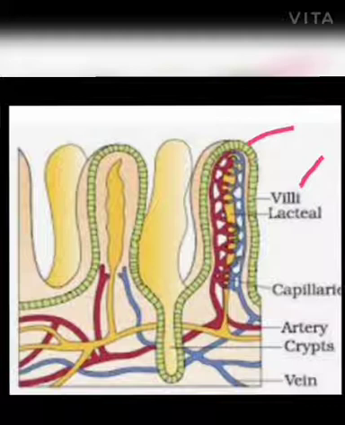Then the large lymph vessel is known as the lacteal. Lacteals are the large lymph vessels present in villi. Blood capillaries and lacteals are present in villi. The main function of villi is to increase surface area during absorption, so it helps in absorption. Then another one, at the base of the villi, crypts are present.